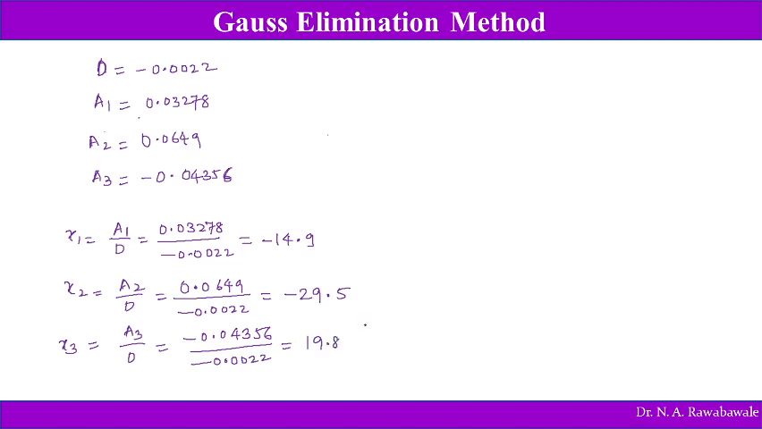So the answer is positive 19.8. The only thing is one should know how to form determinant D, then determinants A1, A2 and A3, and to simplify these determinants. If it is known clearly how to find determinants D, A1, A2, A3, then it's very simple to find x1, x2, x3. A1, A2, A3 are formed from determinant D, where the columns are replaced by C1, C2 and C3, which are the constants in this equation.